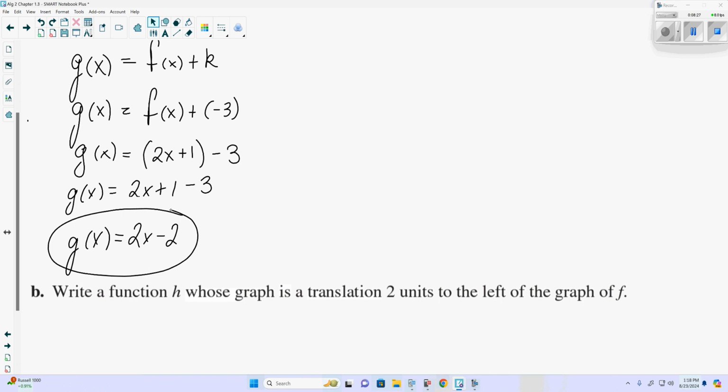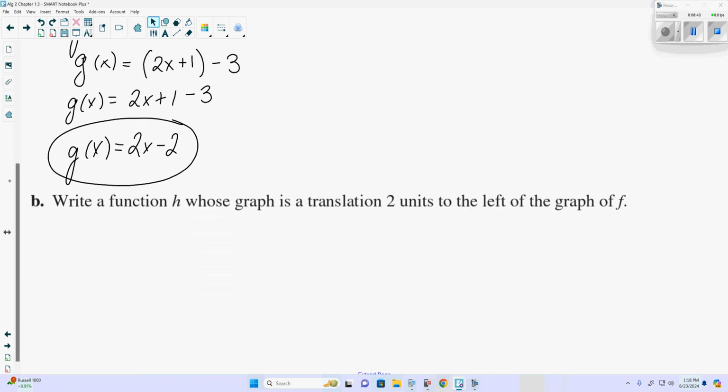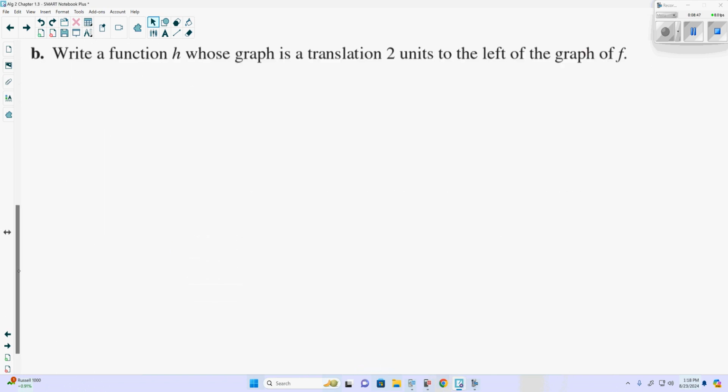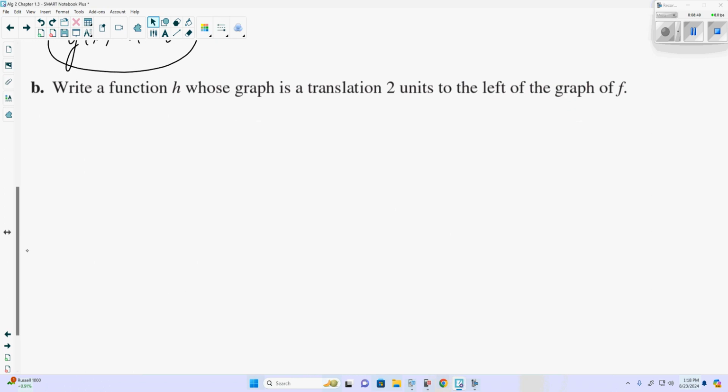Questions on this here? So that's our new function, where we took f of x and moved everything 3 units down. So we feel comfortable with going up and down? Yes? All right. We do have more examples of vertical translations, but before that, we're going to look at a horizontal.